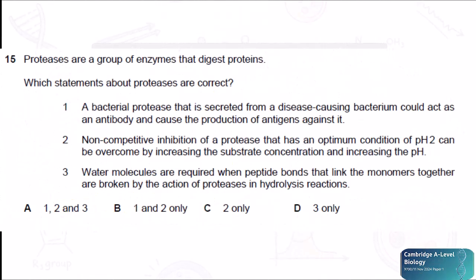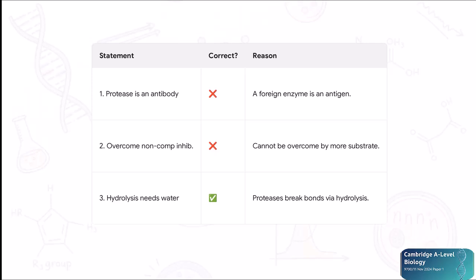Okay, for question 15, the process of elimination is our best friend here. Let's go through these statements one by one. Statement 1, a protease can act as an antibody. No, that's mixed up. A foreign protein, like a protease, would act as an antigen, which triggers your body to make antibodies. So, statement 1 is out. What about statement 2? It says, adding more substrate can overcome a non-competitive inhibitor. Nope, we just talked about this. That trick only works for competitive inhibitors. So 2 is also wrong.